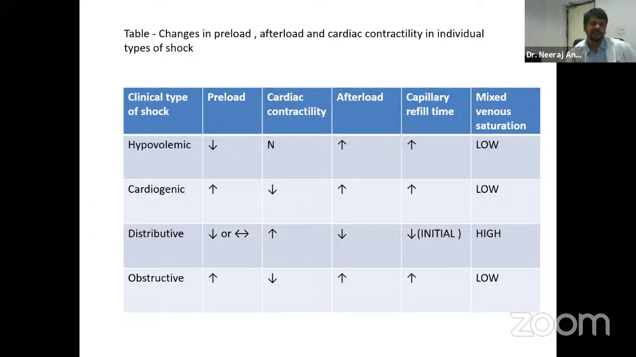In case of cardiogenic shock, the primary pathology is decrease in cardiac contractility. The patient will have increased preload. There will be increase in afterload, and there will be increased capillary refill time. Mixed venous saturation will be low.